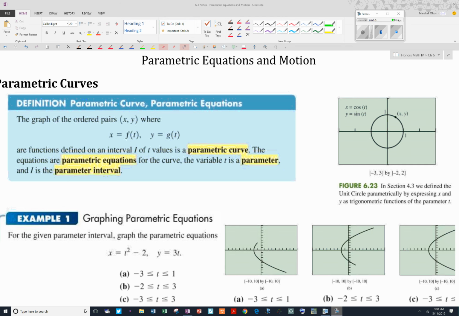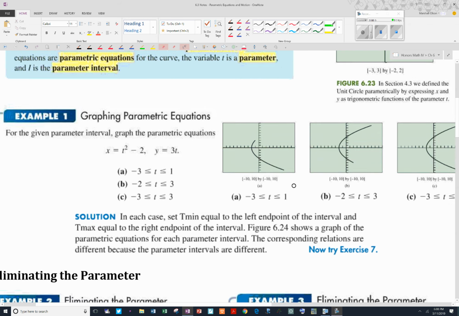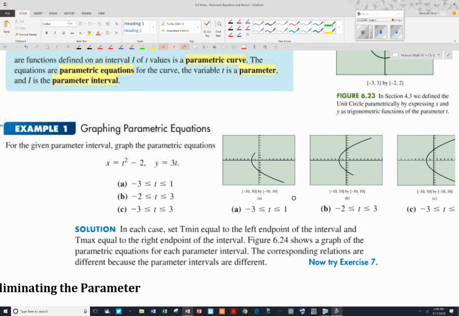All right, we're going to take a look at parametric equations in section 6.3 here. First thing I'd like to do is point out that we've looked at parametric equations before during the first semester. You might remember eliminating the parameter. We're going to be doing that again in this section as well.